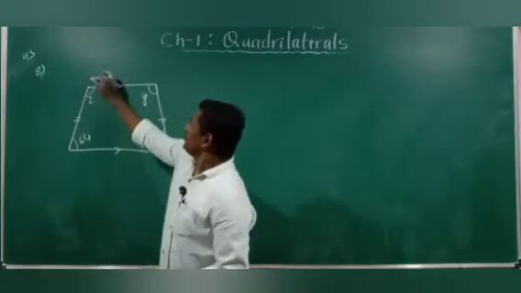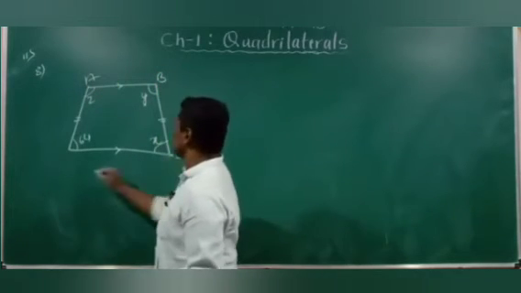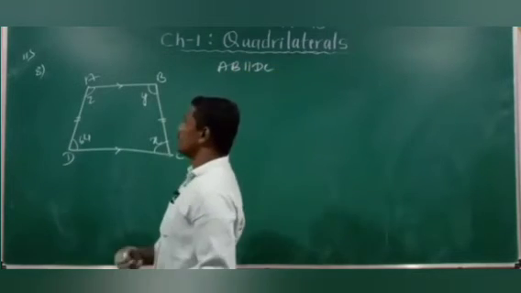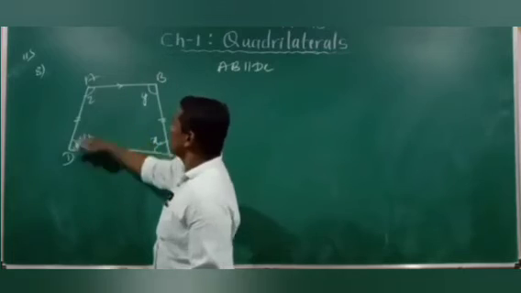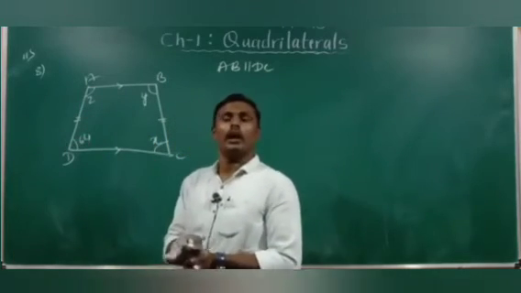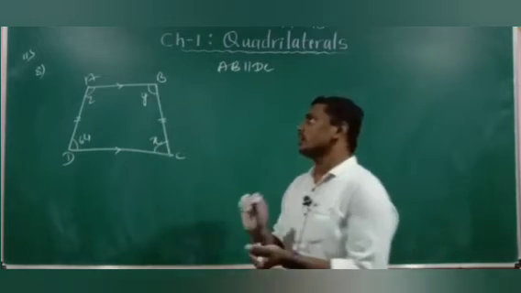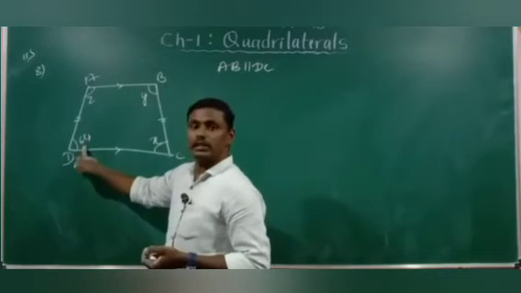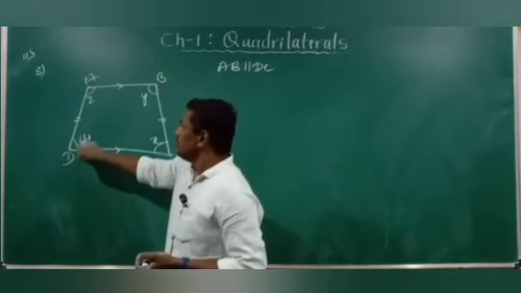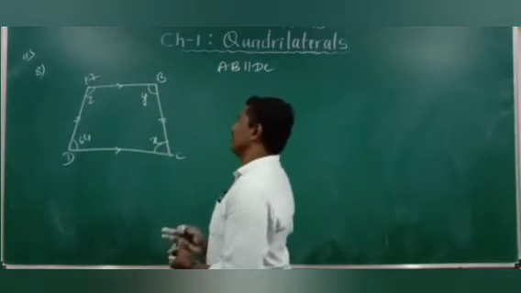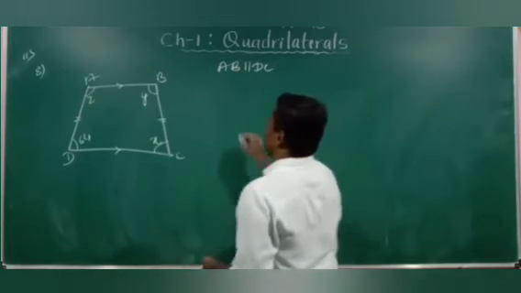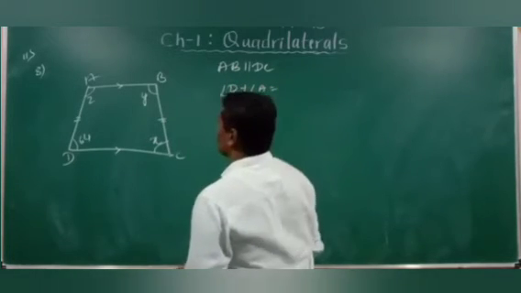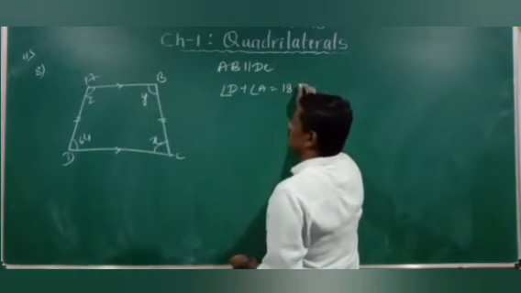Okay, here A, B, C and D. AB is parallel to DC. If AB is parallel to DC, the sum of the angles between any two parallel sides is always equal to 180 degree, right? So angle D plus angle A is equal to 180 degree.